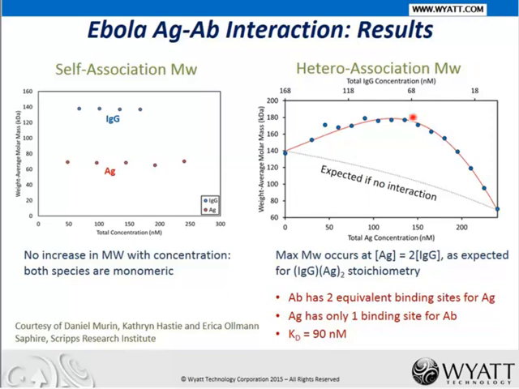The heteroassociation part, we did see this characteristic curvature with the maximum in light scattering signal. And the maximum occurred at the antigen molar concentration twice of the antibody molar concentration, consistent with the stoichiometry of one antibody, two antigens. And with further analysis, we find the binding affinity to be 90 nanomolar.